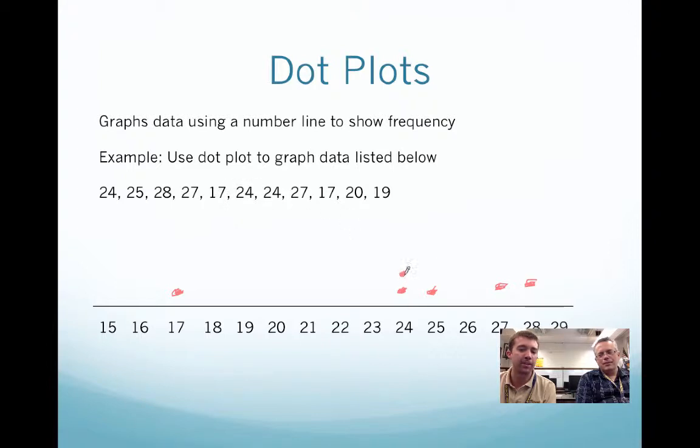So then, just like a stem and leaf or sideways stem and leaf, we just go straight up. So the two 24s are right on top of each other. Another 27. Another 17. 20, 19. Just round it out. And there's our dot plot. Beautiful. Why don't we use these all the time? Probably because they don't tell us too much.